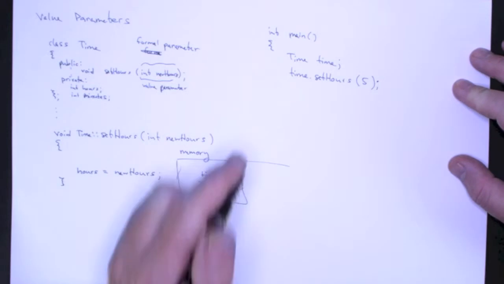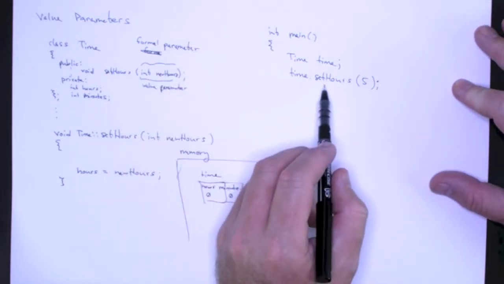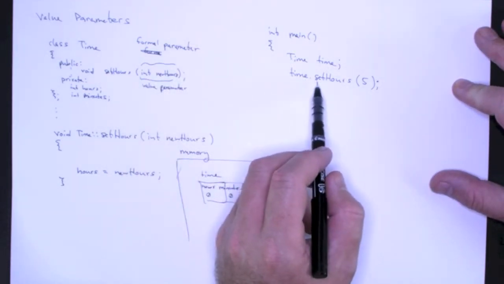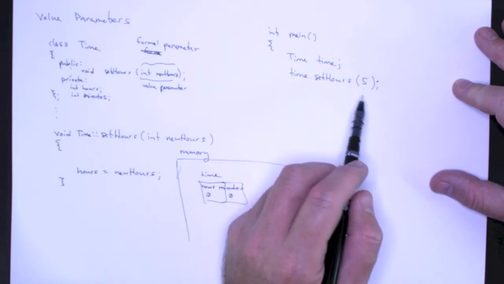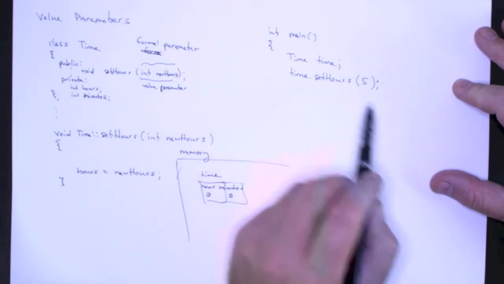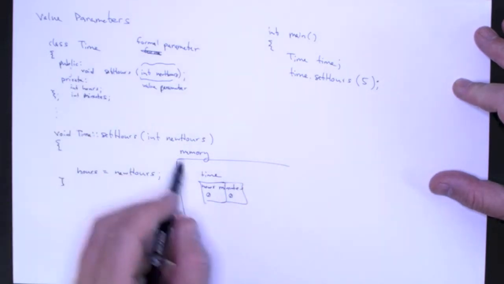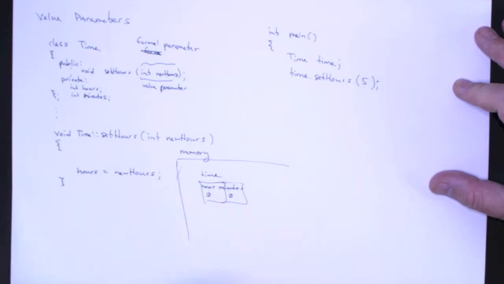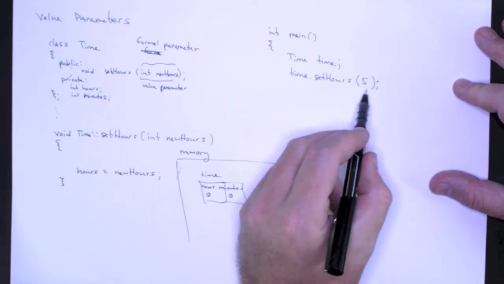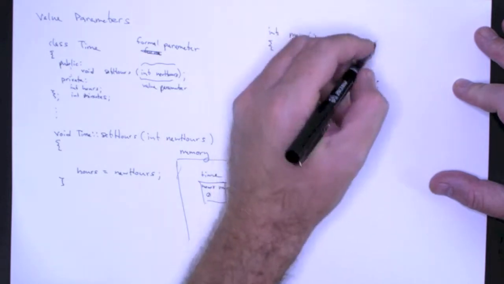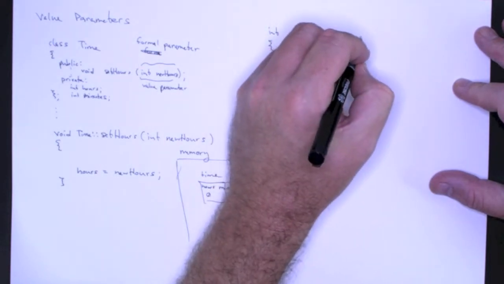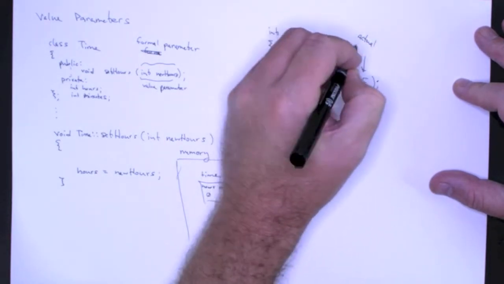And then we execute the next line of the program, which in this case is going to involve calling or invoking the setHours method of the time class on this time object. And I'm passing in 5. And here 5 is an actual parameter.